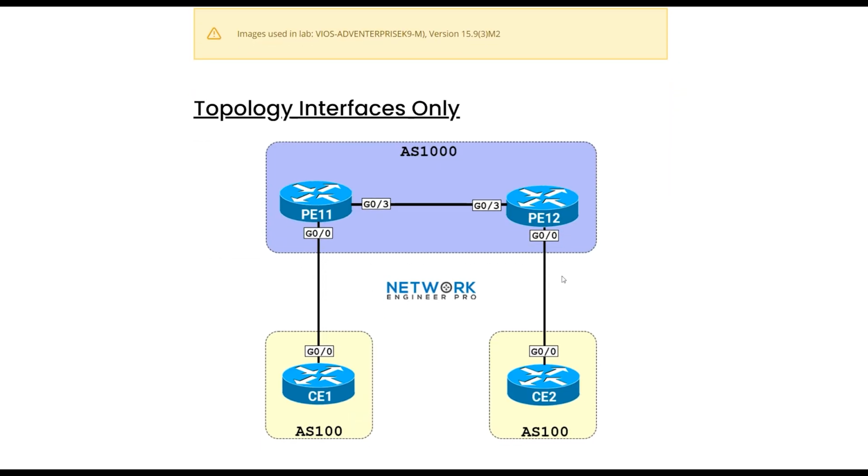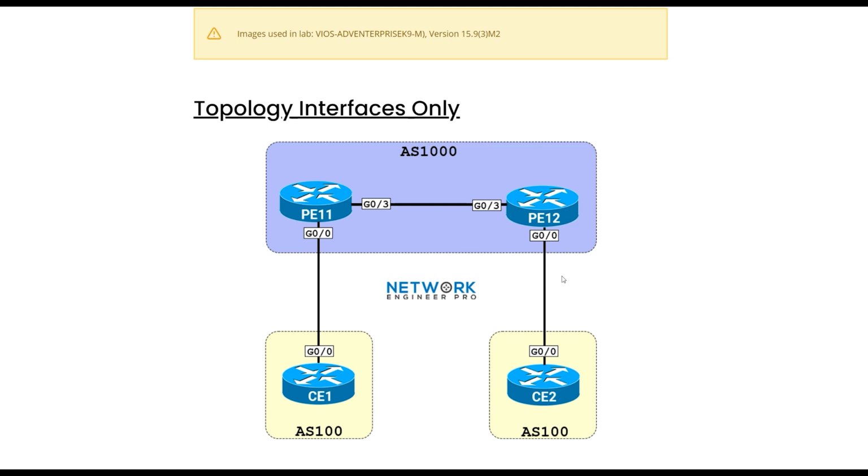A BGP router will drop the prefix if it sees its own AS number in the AS path. This is the default eBGP loop prevention, and it works really well. This could cause problems though in certain scenarios, such as multiple offices peering with a service provider using the same AS number. In this lab, there's two topologies.